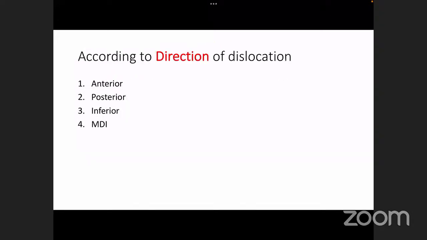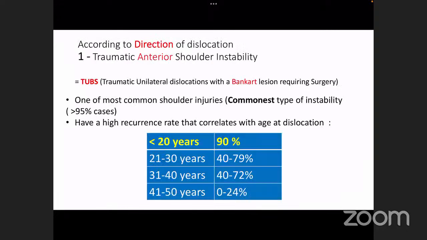As I said before, according to the direction, the dislocation might be anterior, posterior, or multidirectional. Now, the most important prognostic factor in shoulder dislocation is age. As you see here, you might have a high recurrence rate that relates to the age at dislocation. If you are less than 20 years old, you have a 90% probability of another dislocation, and it goes down as the age increases.